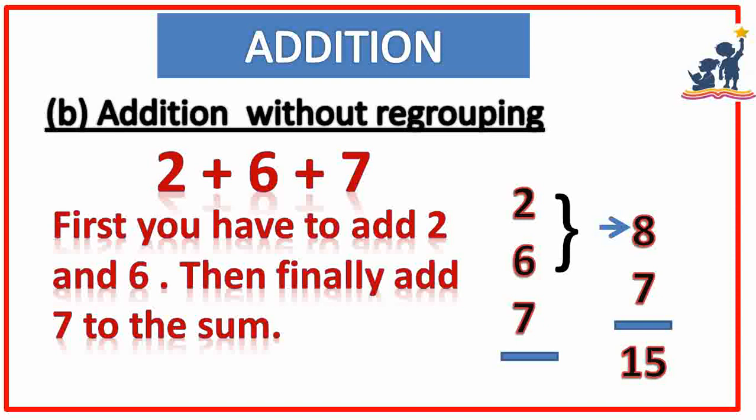First we have to add the first two numbers, that is 2 plus 6 is equal to 8. Then with 8 we will add the third number, that is 7. The solution becomes 15.